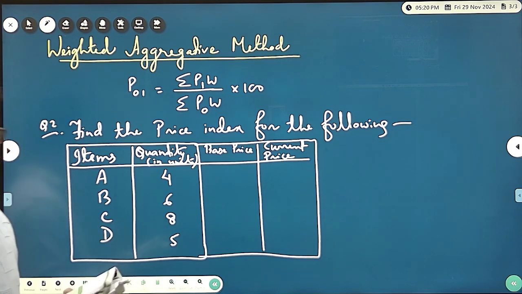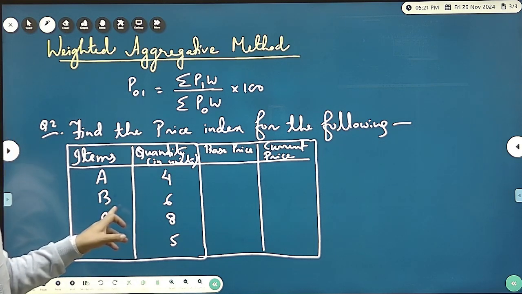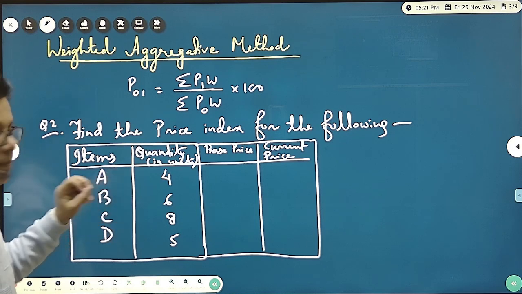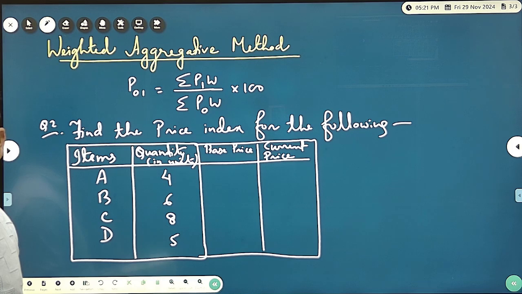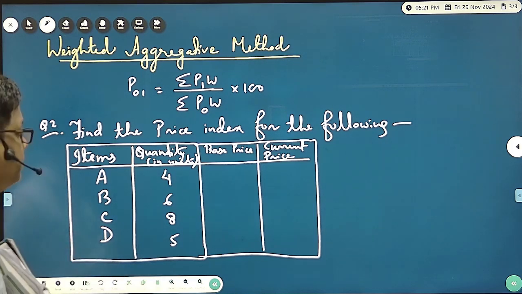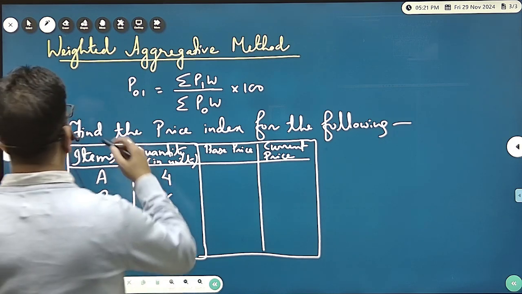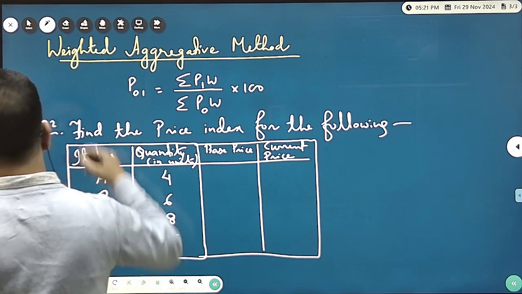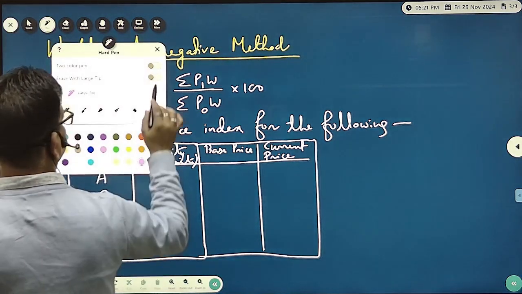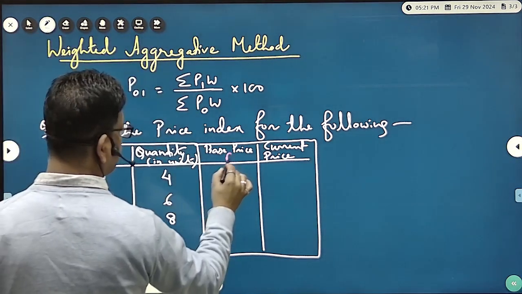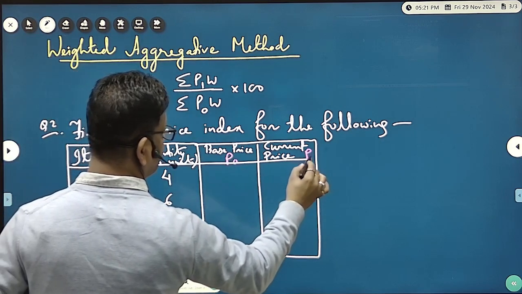No, not required. If suppose B is petrol and A is apples, we cannot convert them to the same unit. They are different commodities, different items. Alright. So now base price, once again, we have to put P naught. Base price symbol is P naught and this symbol is P1.